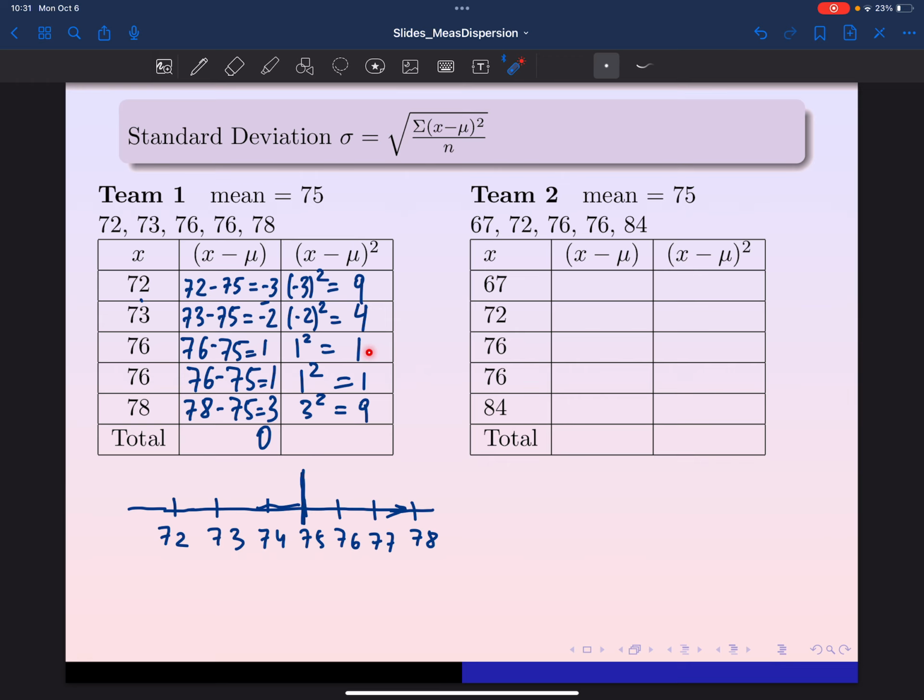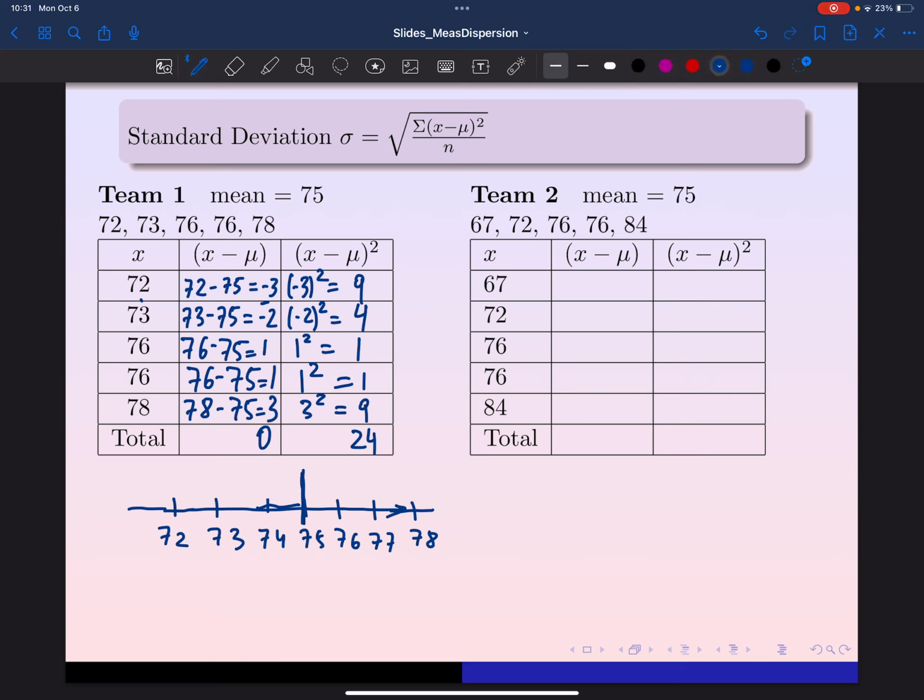So we have 10, 24. So this value is 24. So what we calculated right here is that summation, because S means add them together, the Greek letter for summation, and then we have x minus mu, and square it. So we already calculated this, the top part of the standard deviation. Now we're going to divide by n. N is the number of data in the set.